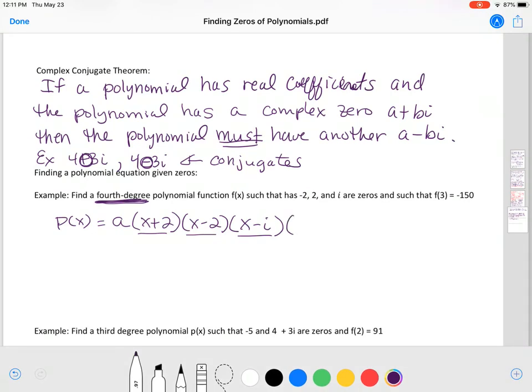So I also have the 0, -i. These have to come in pairs. So that means I should also have a factor of x plus i. So now I got all 4 factors.